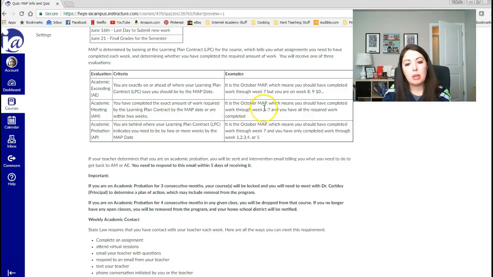In the October MAP, which means you have completed work through week 5 through 7, one of those weeks in there, and have all the required work completed. Academic Probation. You are behind where your learning plan contract indicates you need to be by 2 or more weeks by the MAP date. If it is the October MAP, which means you should have completed work through week 7, and you have only completed through week 1, 2, 3, 4, or possibly 5, depending if you didn't complete week 5.